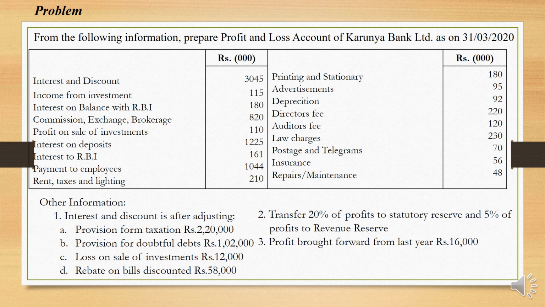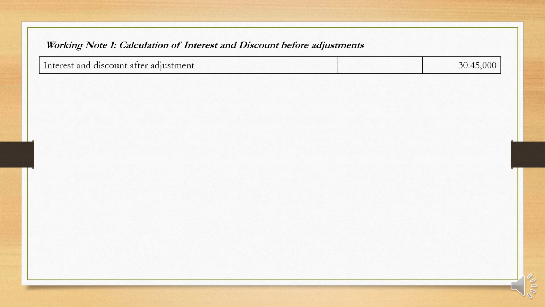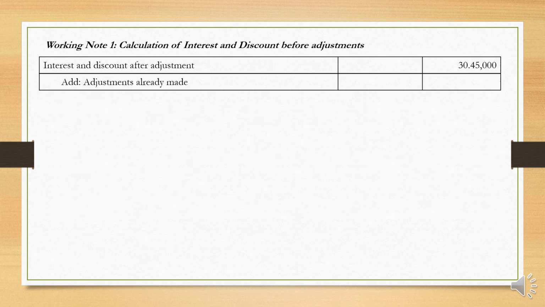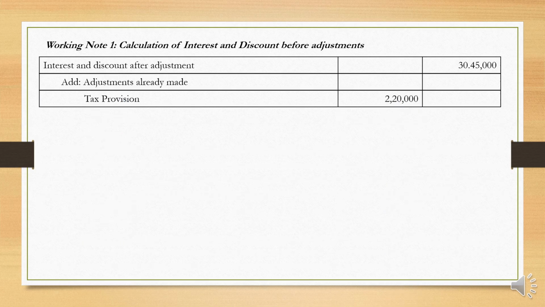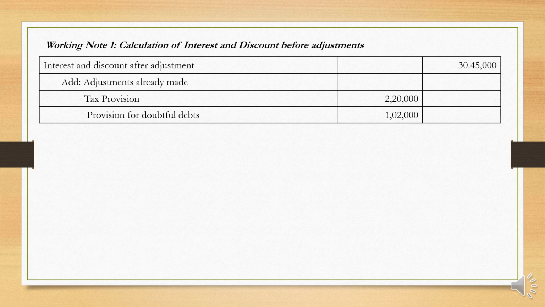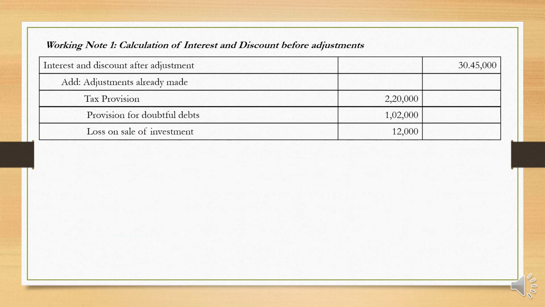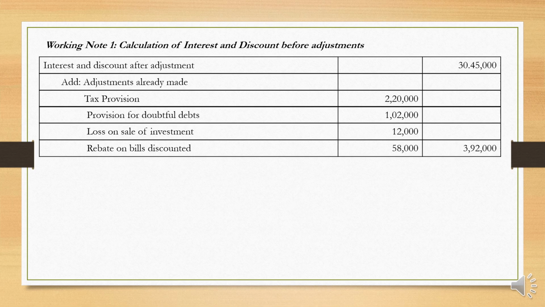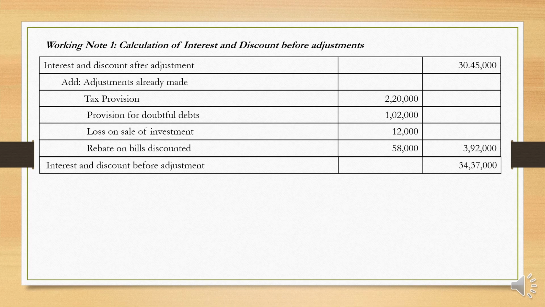Now let us first work out the working note for interest and discount calculation. Look here, interest and discount after adjustment is 30,45,000. Adjustments already made are: tax provision 2,20,000, provision for doubtful debt 1,02,000, loss on sale of investment 12,000, then rebate on bills discounted 58,000. All these you are supposed to add up so that we get 3,92,000, and that should be added to 30,45,000 so that we get the interest and discount before adjustment. So 34,37,000 goes to schedule number 13 in the profit and loss account.